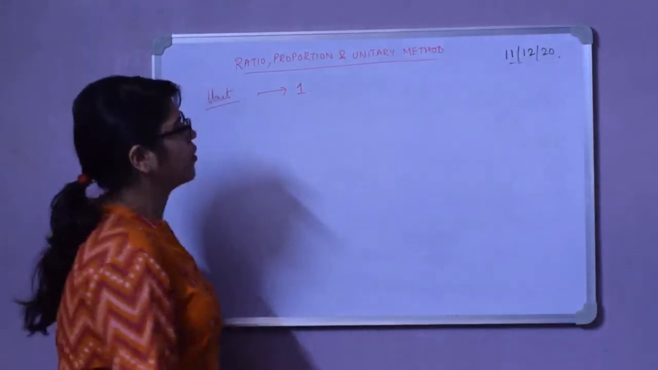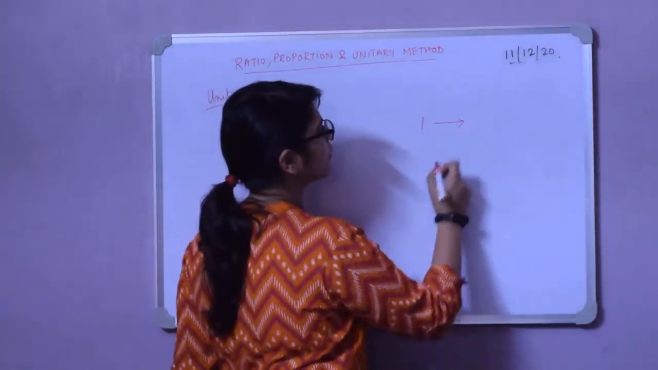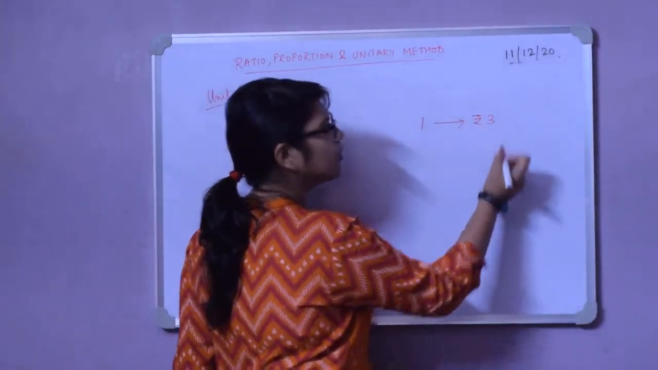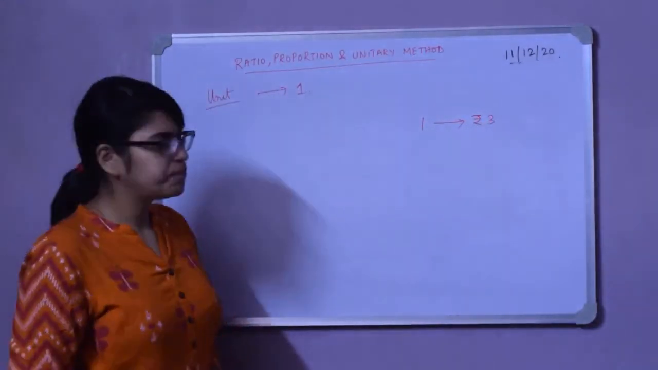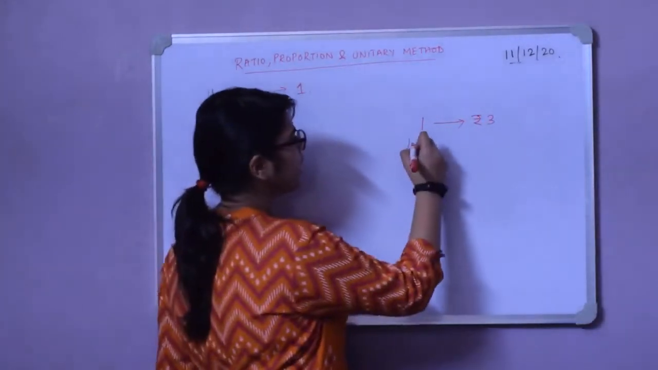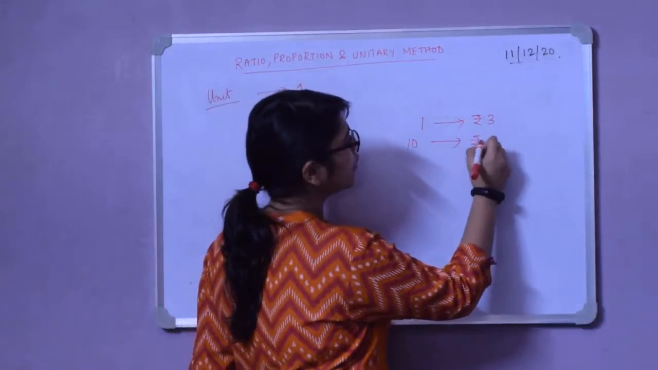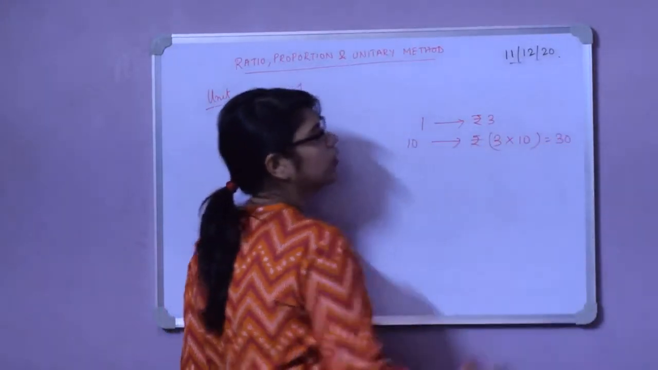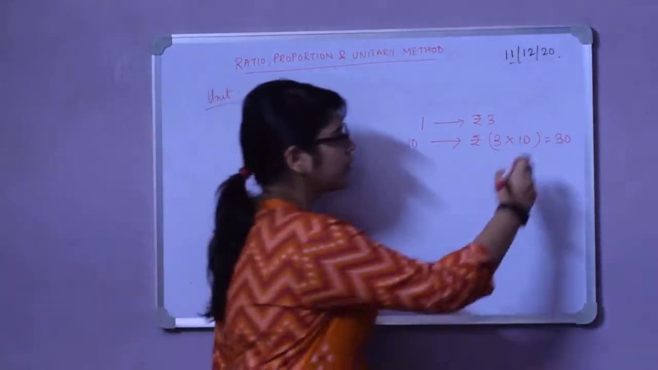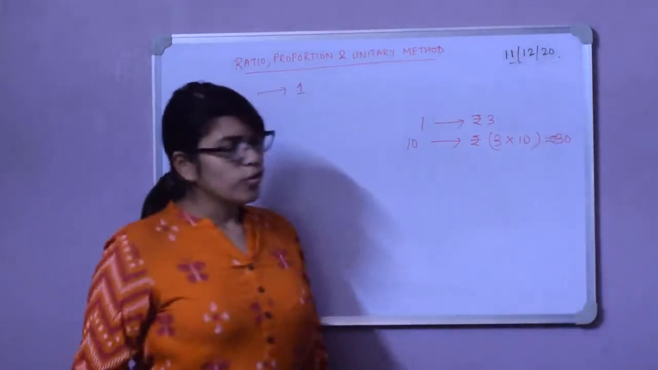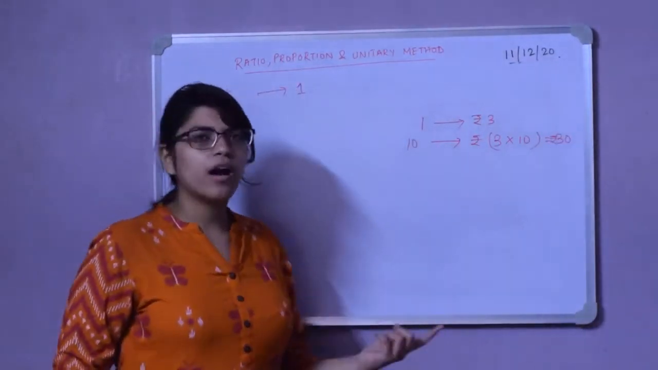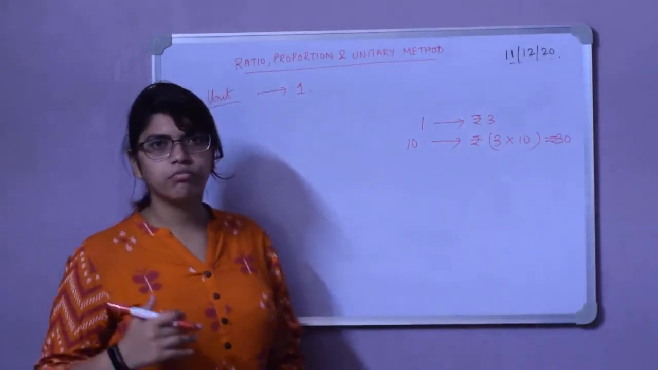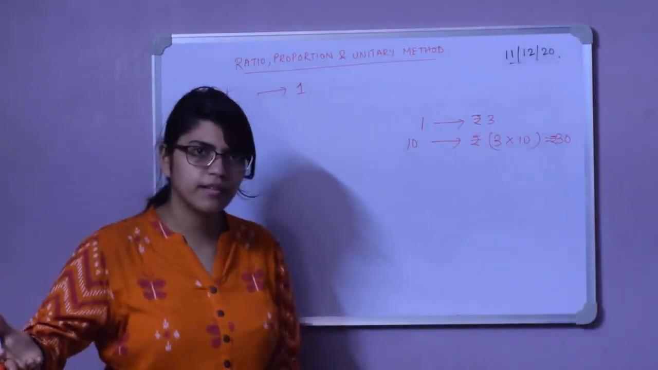So suppose the cost of one pencil is 3 rupees. That means the cost of 10 pencils will be how much? We all know we have to multiply 3 with 10. So rupees 30, right? Whenever we have the cost of 1, it is very easy to get the cost of more pencils.